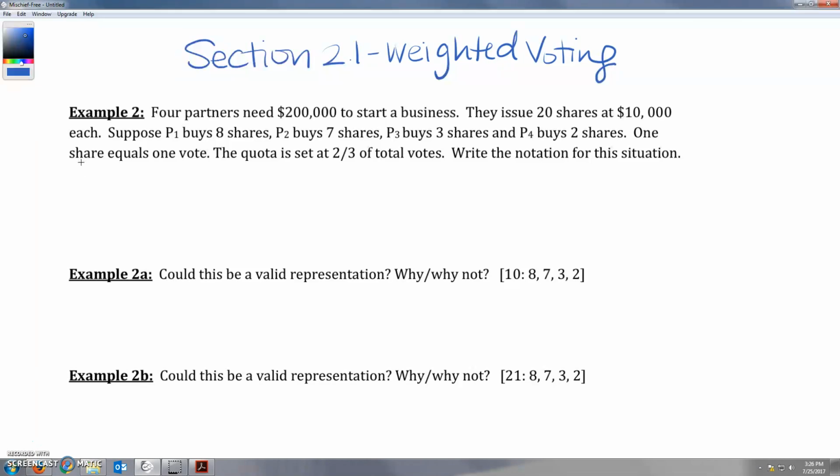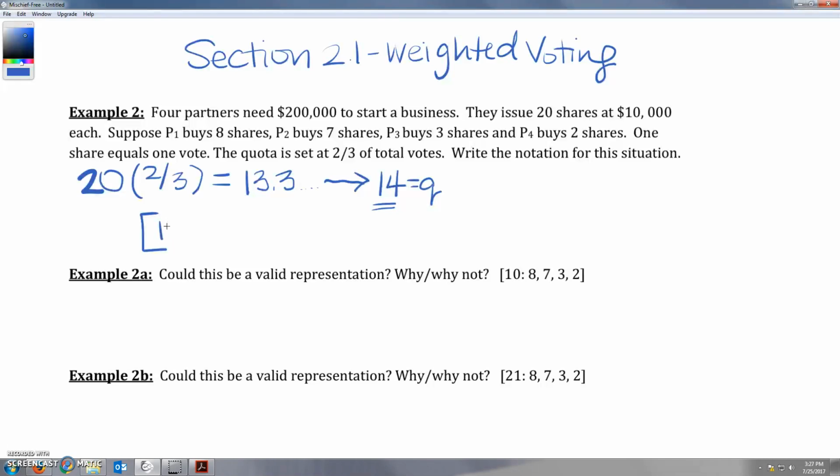All right, so 20 total votes, and we want to know what 2/3 of 20 is, so we multiply them together, and that is going to give us 13.3 repeating. Well, you're never going to be able to achieve exactly 13 1/3 votes. So what we do is we round this up to 14. So 14 is our quota.